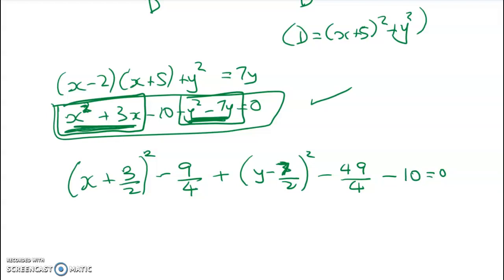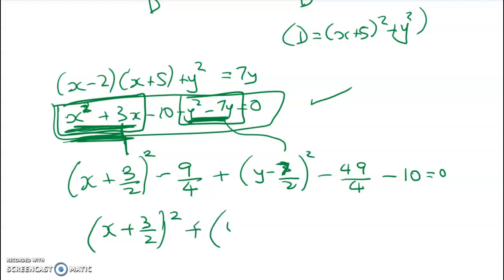I think that's correct. I'm just checking. Yep, so this bit here, just check again, check that we're working backwards. I'm halving that 3, and that's giving me 3 on 2, and I'm halving that 7 there. It gives me a circle with a centre at negative 3 on 2 and 7 over 2.